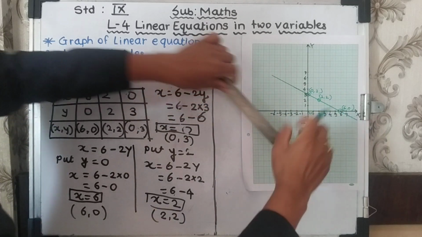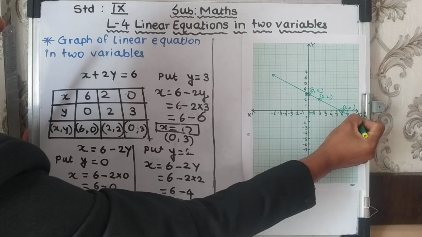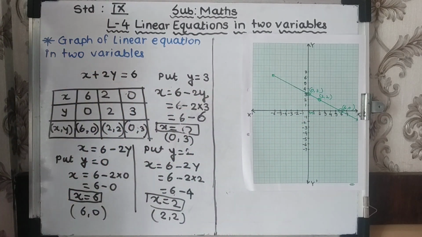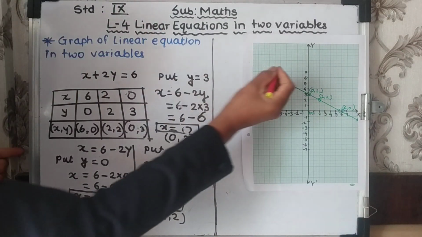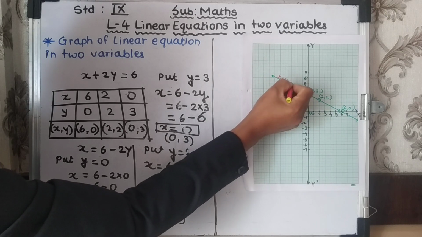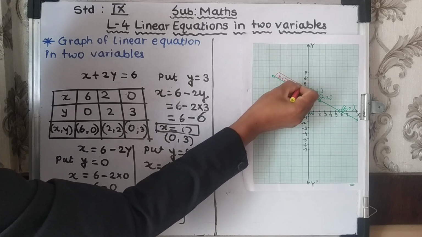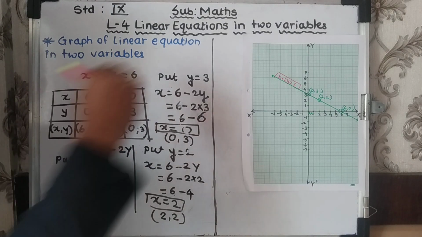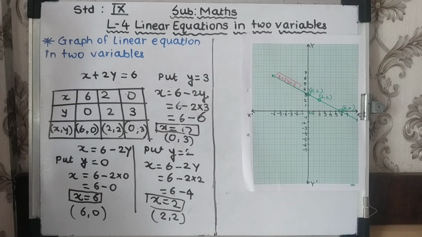That's why we are going to write the equation of that line. So we will write x plus 2y here on that line. This line represents the equation x plus 2y is equal to 6. Got it? Now, do only these 3 points lie on this line? No, many points lie on this equation, or on this graph, or the line. Got it?